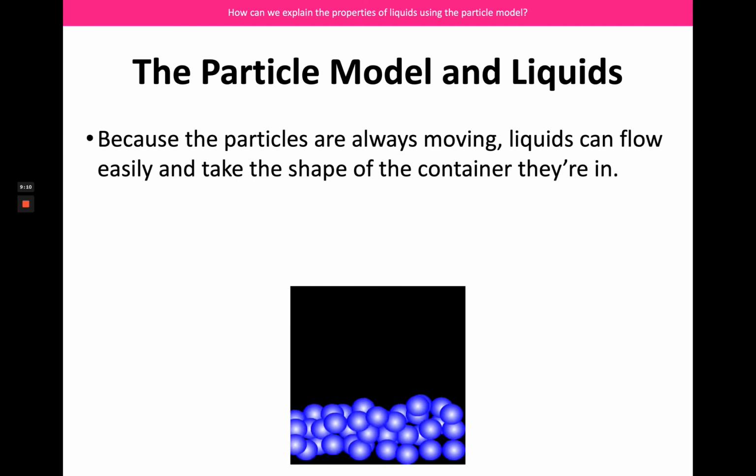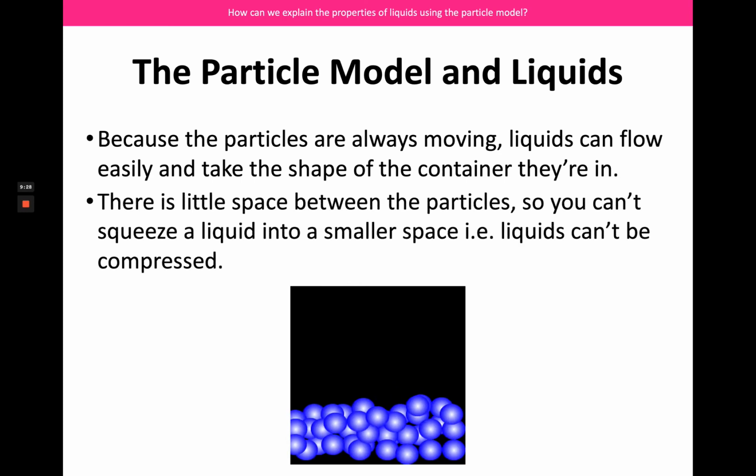Because the particles are free to move, that is the reason why liquids can flow easily, and that's why they take the shape of the container they're in. Solids weren't able to do that. So this is a property that a liquid has, the ability to flow, that solids don't have.